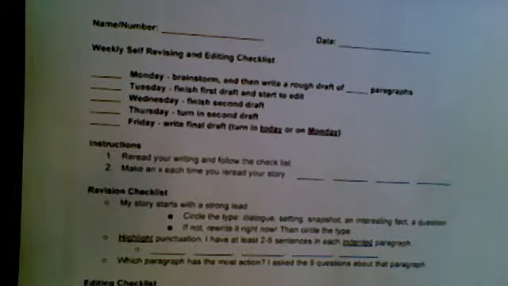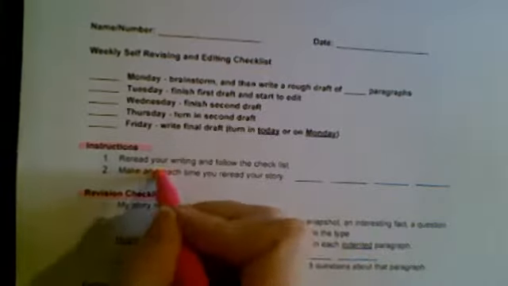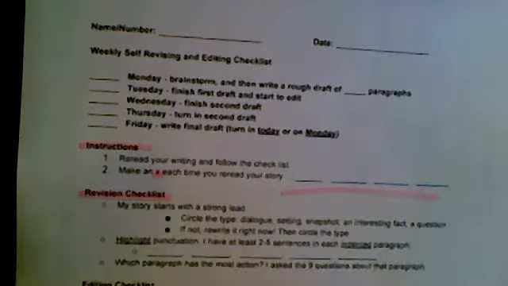I'm going to go over the self-revising and editing checklist. And so right now I'm just going to go over the instructions and the revision checklist. The first thing that you should do is read your writing and make an X on these lines each time that you read your story.